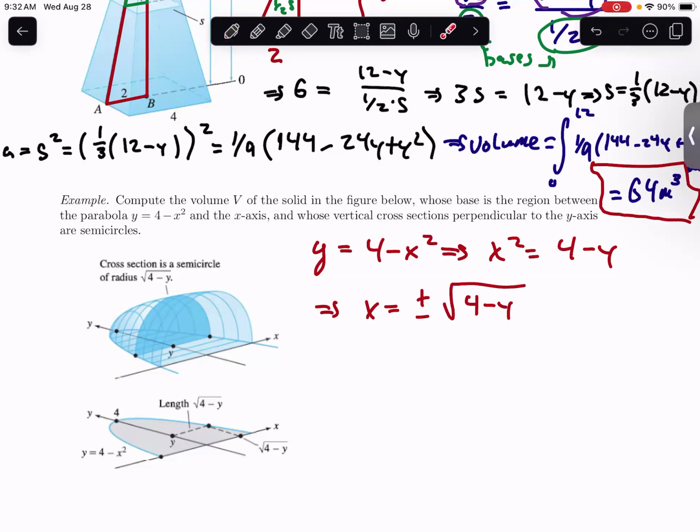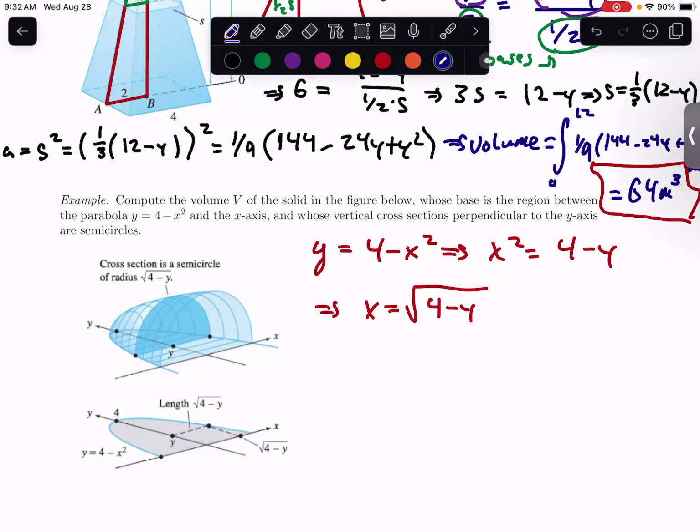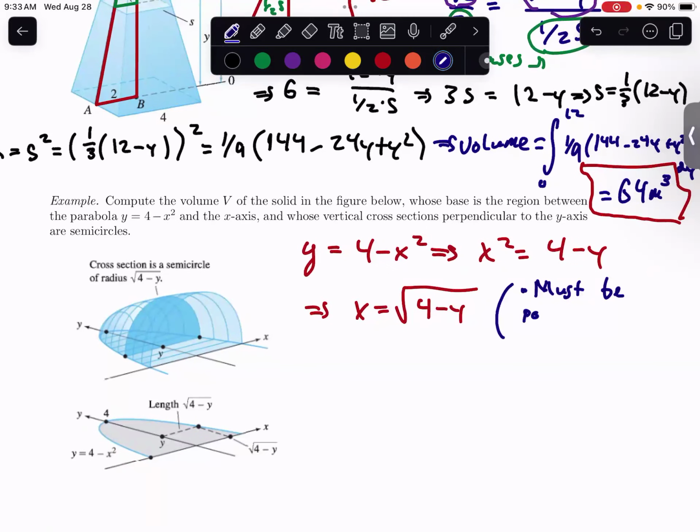And because we're looking at semicircles, we're interested in a radius, and radii are always positive. So we're going to assume that this is positive. We're not doing plus or minus, we're just going to say this is plus. I should write that down just to make sure people are sure what I'm doing. So positive, or maybe I should write it as it must be positive because it's going to be a radius. A radius is always going to be positive.